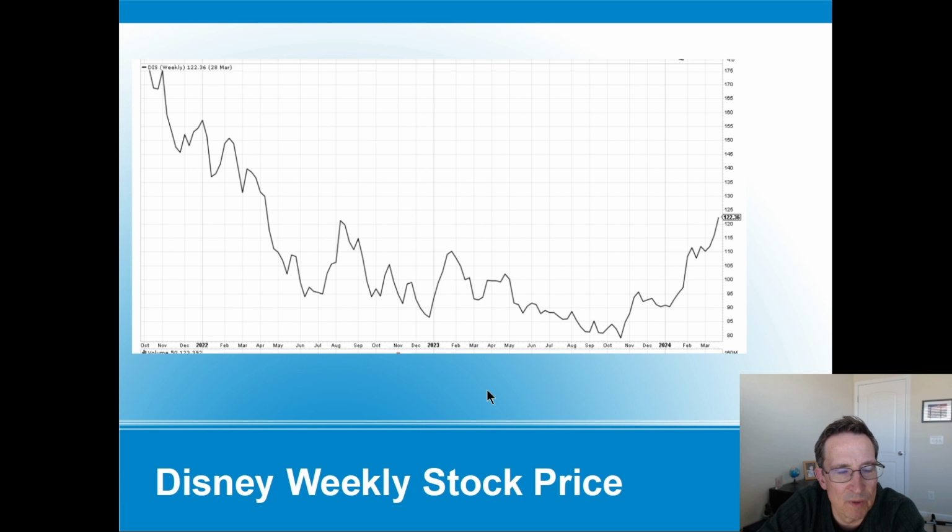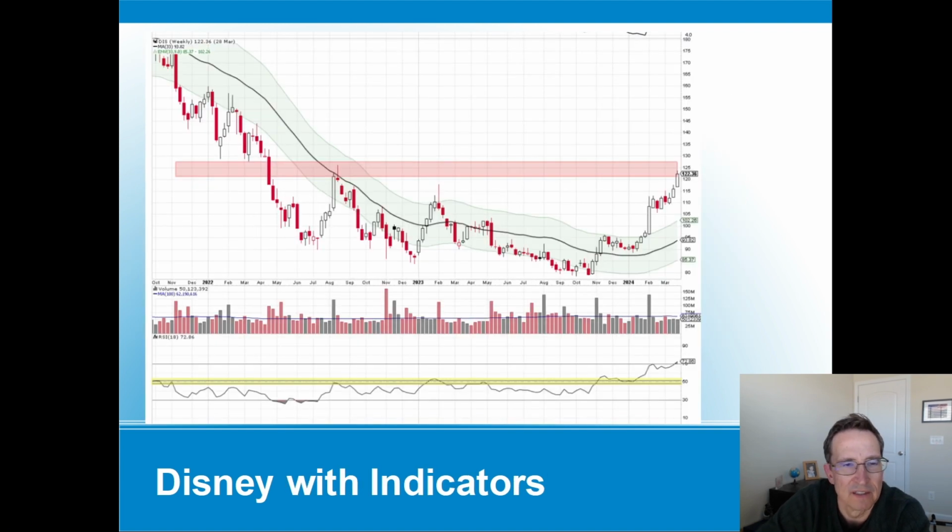All right, so let's look at one more chart. This is a Disney weekly stock price, and again it's just a squiggly line, so we're going to go ahead and add our indicators again, and then this is the same exact chart, but this time we have our indicators overlaid on the stock price.